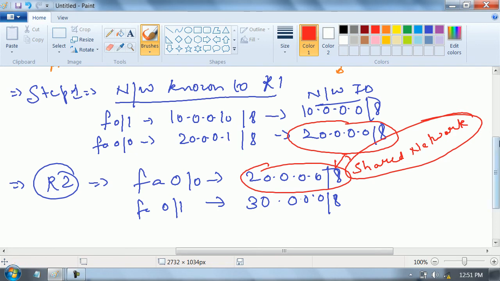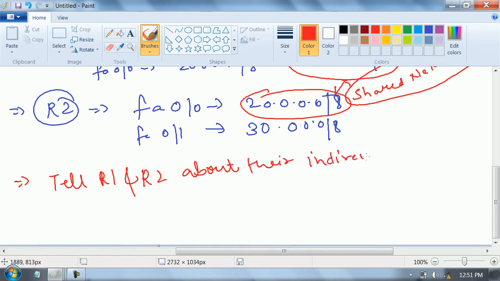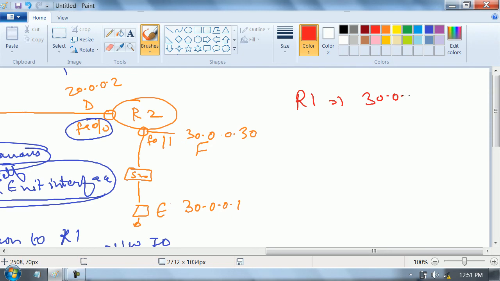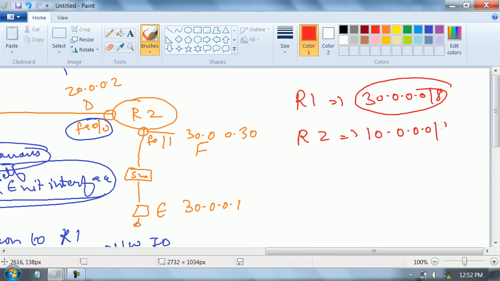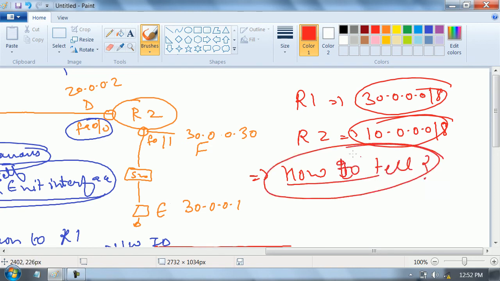What do you mean by this thing? Third step. What I write here? For R1 indirectly connected network is? Agree? For R2 indirectly connected network is? Any issue? Next step is how to tell. Agree?